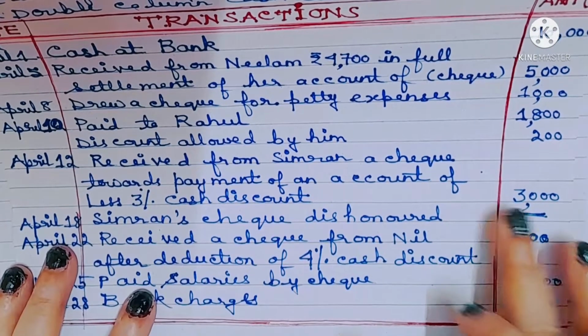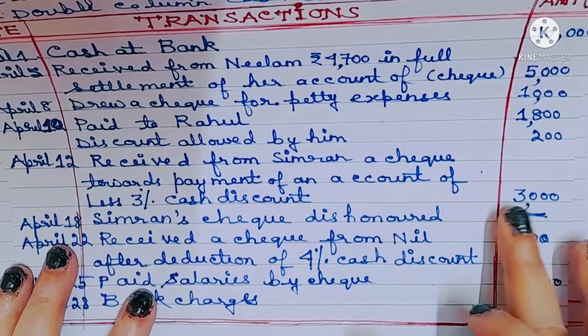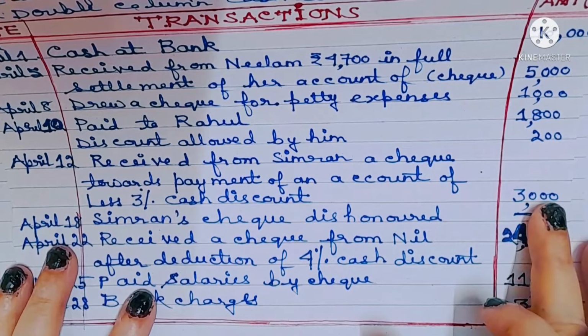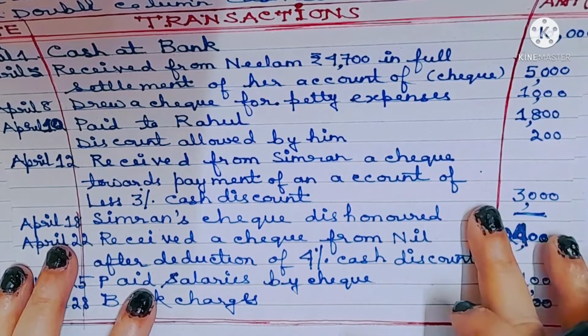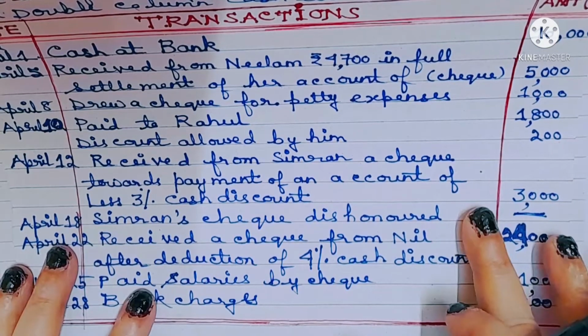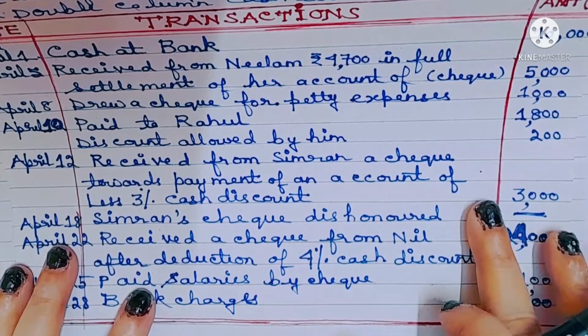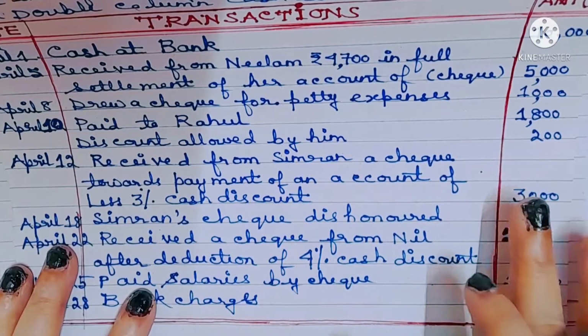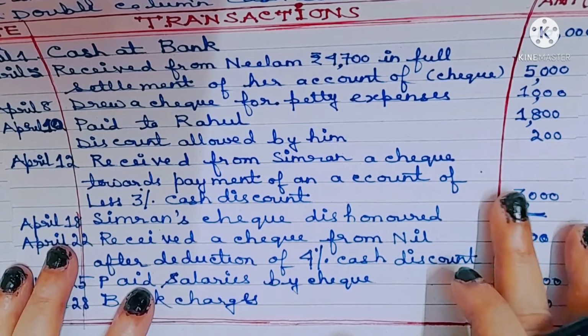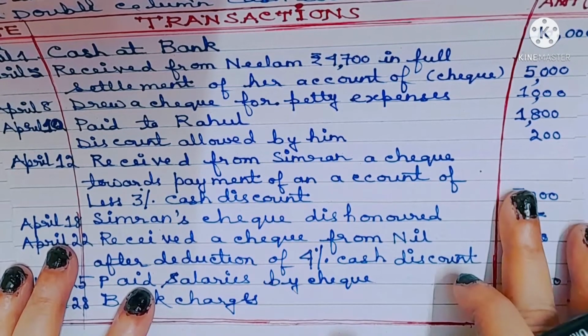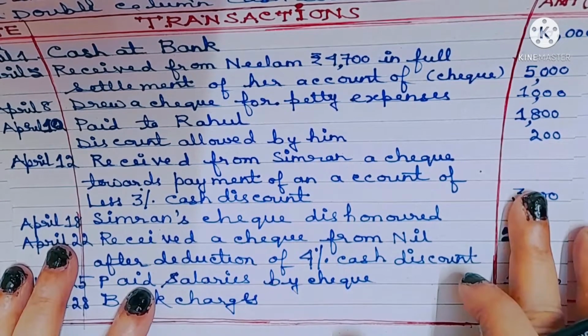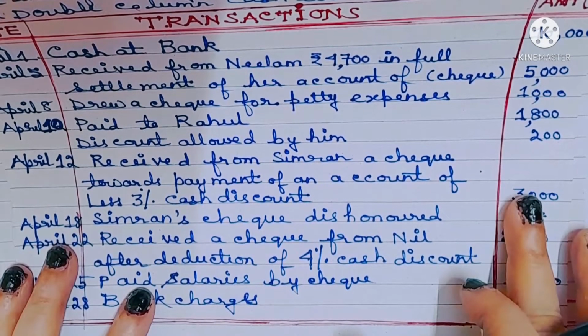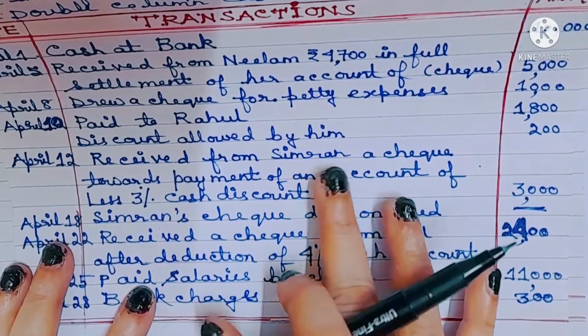So Ma is not receiving 3000. Ma is receiving from Simran 3000 minus 90, that means 2910 rupees. Okay. So what will be the journal entry? The journal entry will be bank account debit, discount allowed account debit, to Simran account. Why? Because Ma is receiving a check from Simran.